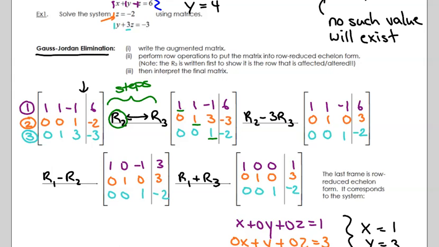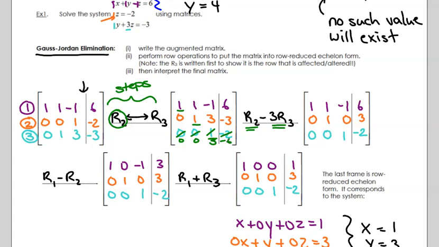Let's take a look at the next step. Row 2, which is the one that's going to be changing, is going to subtract 3 times row 3. Let's try that one more time. What you're going to do is triple row 3. If I triple row 3, this will be a 0. That'll be a 0. That'll be a 3. This will be a -6.